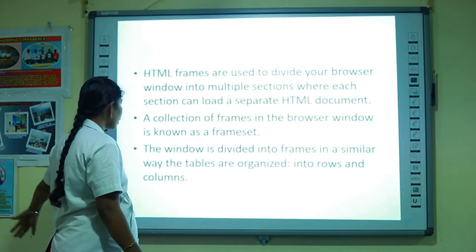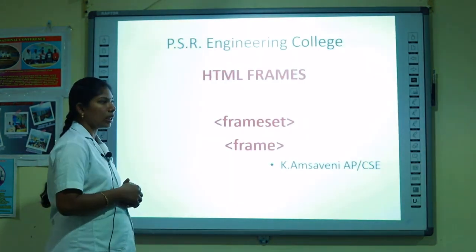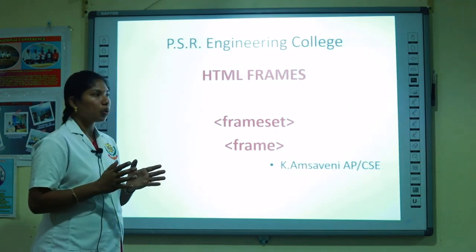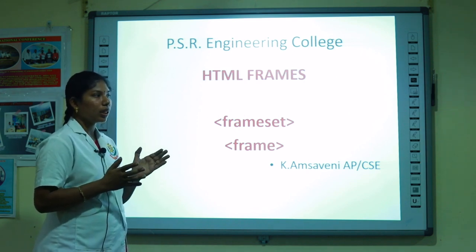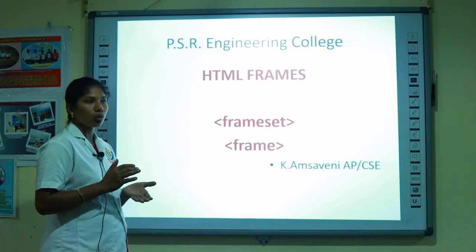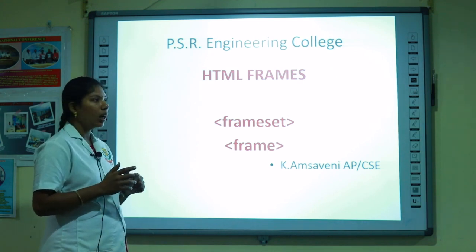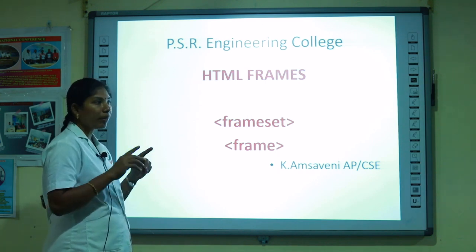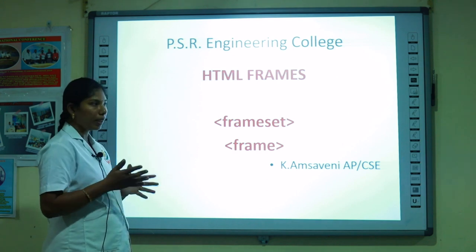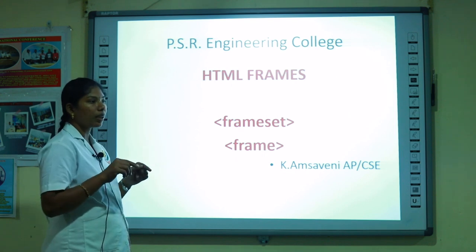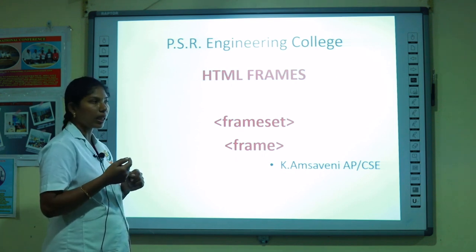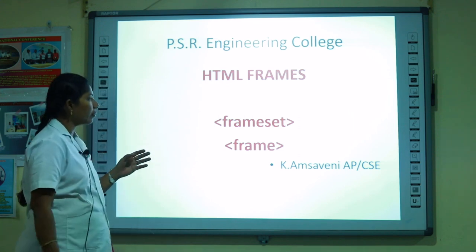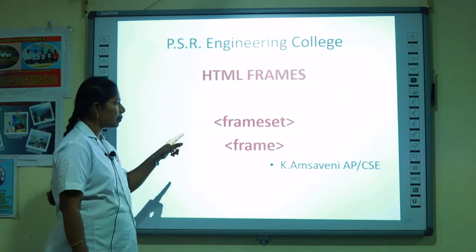Frames means the browser window, the output of any HTML document will be a browser window, right. Each and every website has a collection of web pages. For creating each and every web page, we will be using the HTML language. So frames means we are going to divide that output window, that is the browser window, into many frames, that is many windows, and each and every window will act as an individual HTML page, that is a separate web page. Okay. For creating frames, we will need two tags, that is frameset and frame.